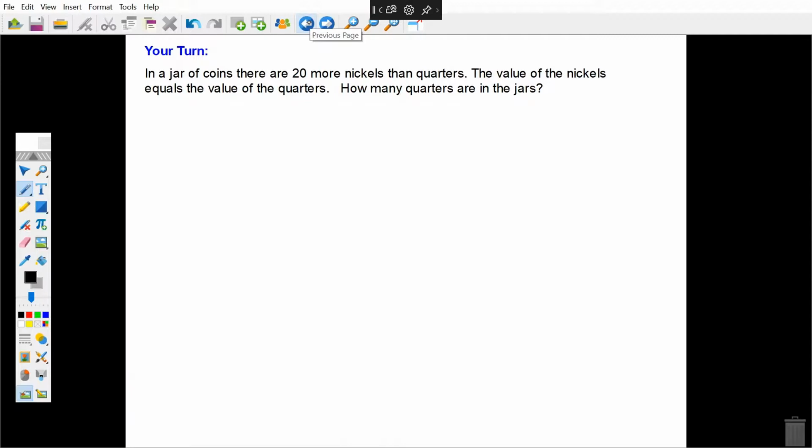Here's one for you to try on your own. So you can pause the video now and please give this a try. The question says, in a jar of coins, there are 20 more nickels than quarters. The value of the nickels equals the value of the quarters. How many quarters are in the jar? So please pause now and give it a try.